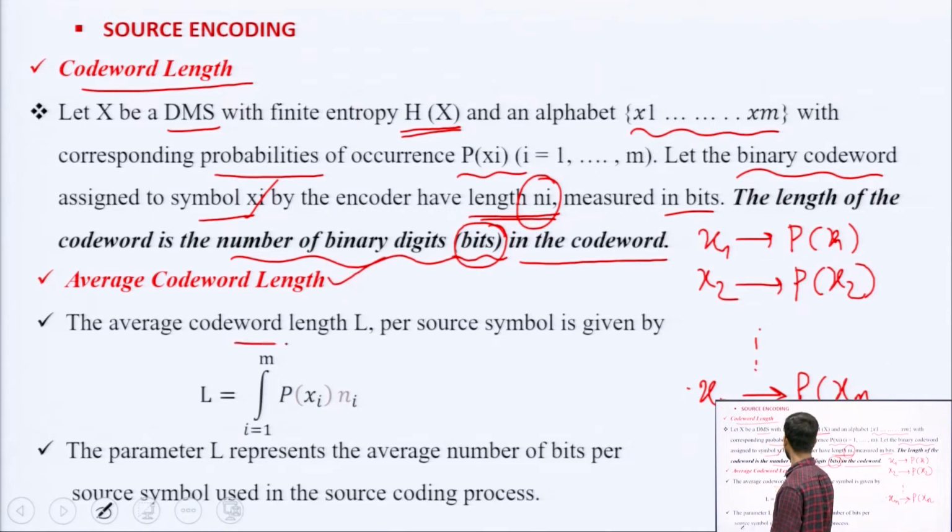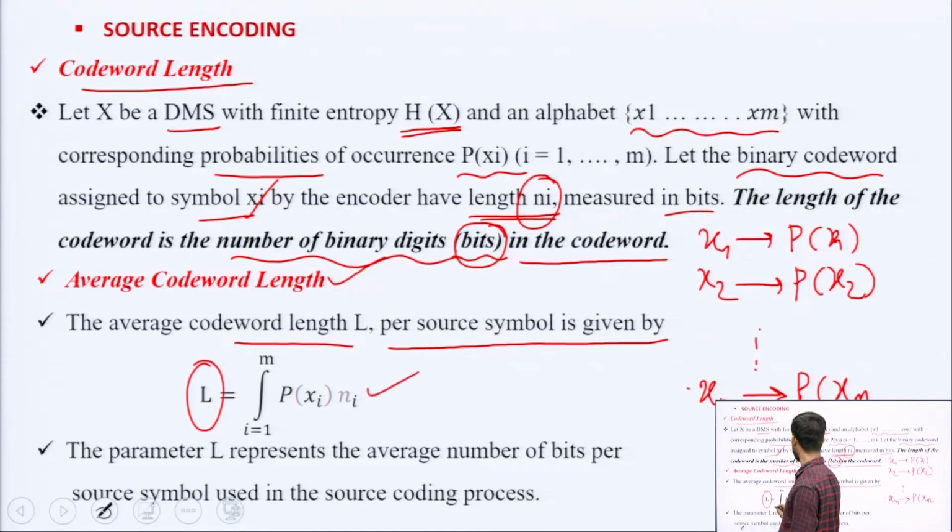Next, what is average code word length? The average code word length L per source symbol is given by L equal to the summation of P(xi) ni, where i equals 1 to m, because it is averaging. The parameter L represents the average number of bits per source symbol used in the source coding process.